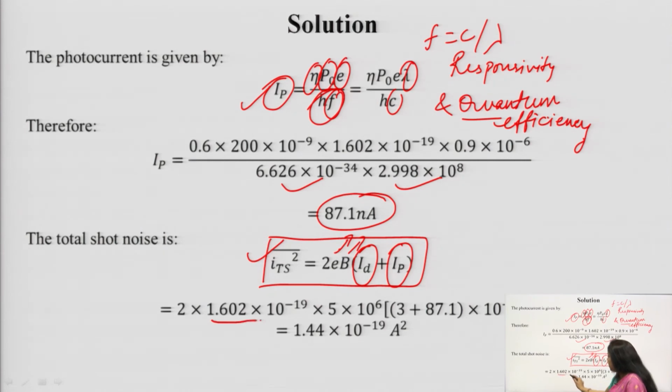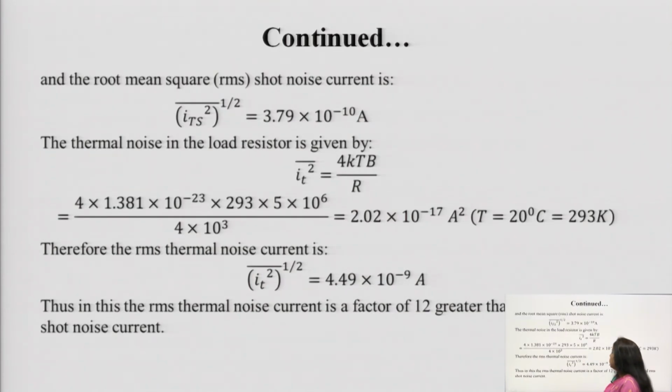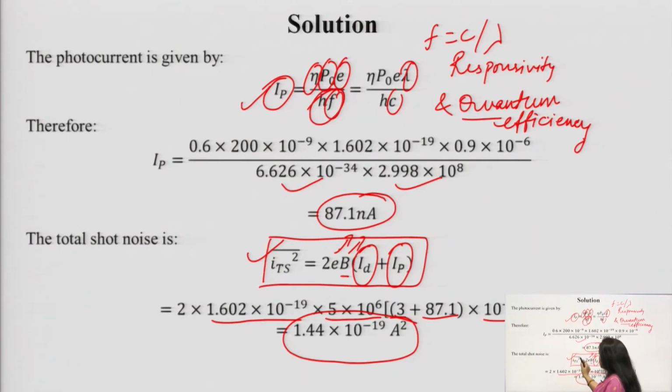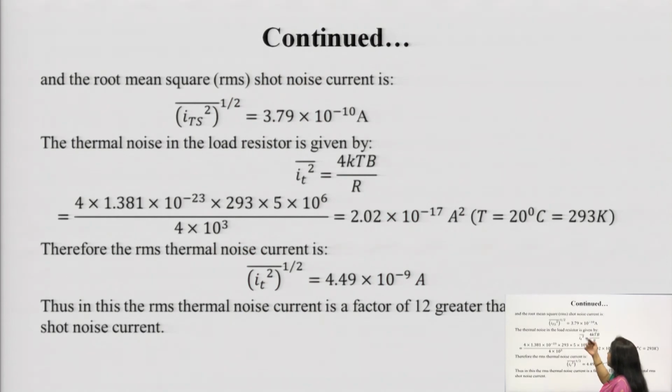Putting this now in the formula, 2e, B is our 5 megahertz given, ID is 3 nanoampere, 3 into 10 to the power minus 9, IP is 87.1 nanoampere, and putting this value we are able to calculate the total shot noise. Now, if we want to calculate the exact value, we have to take the square root, because we are getting the value in the square term here. When we take a square root, we get the shot noise value equal to this.